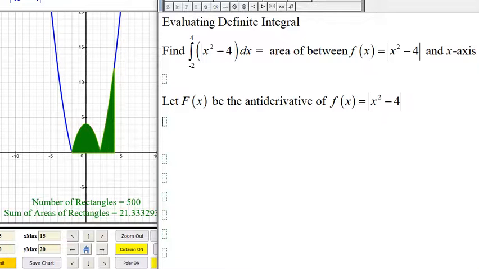And to find the area of the shaded region, we have to break it up into two regions. The first one will be from negative 2. It looks like negative 2 to 2, and then 2 to 4. And so let's set up the integrals. So we'll end up with two definite integrals, one definite integral for this region, and then one definite integral for this region.